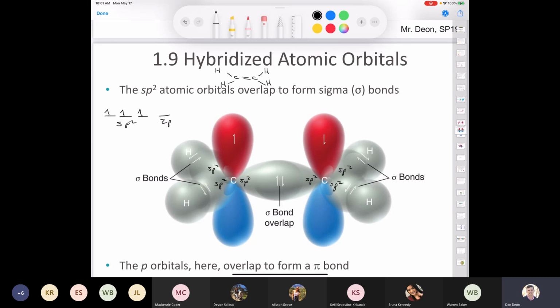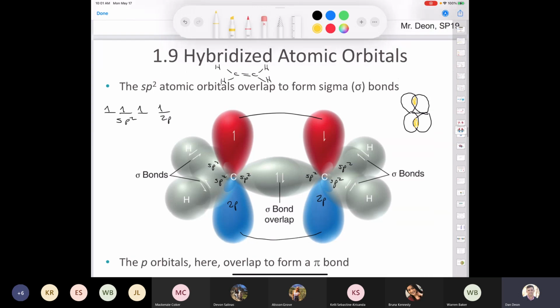Each carbon has 1 2p. Okay, this is the 2p orbital. Maybe I'll write it down here. This is the 2p orbital. This is the 2p orbital. And then the pi bond is the result of the side-to-side overlap of the p orbitals, right? A pi bond actually looks more like this, where you have overlap like that, right? And you might think, well, aren't they overlapping more? Shouldn't a pi bond be stronger than a sigma bond? But the answer is no, it's actually weaker.